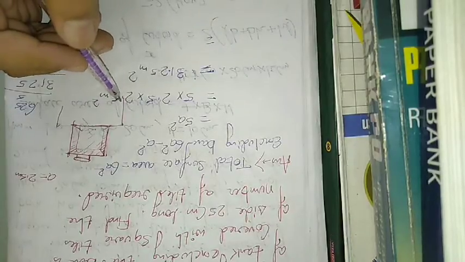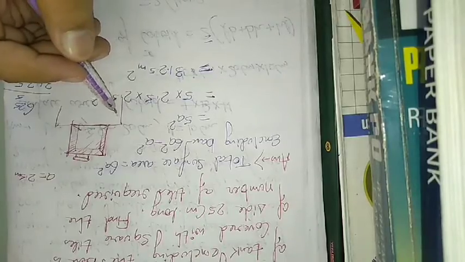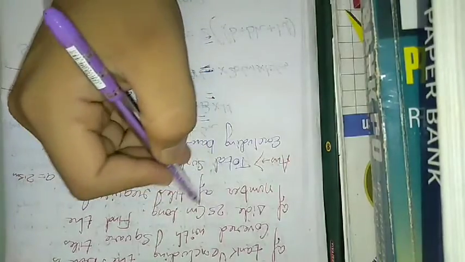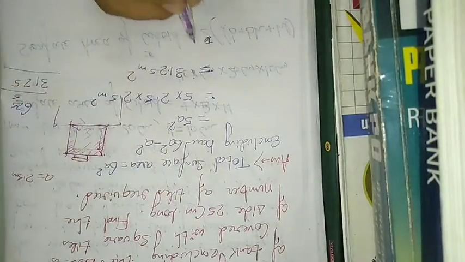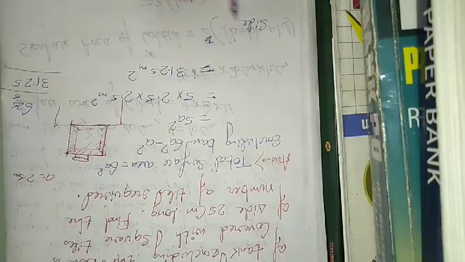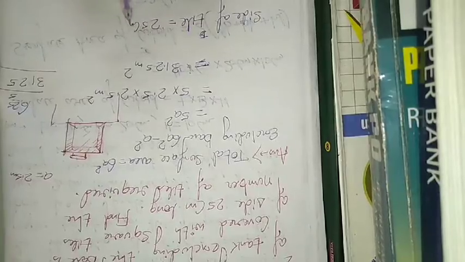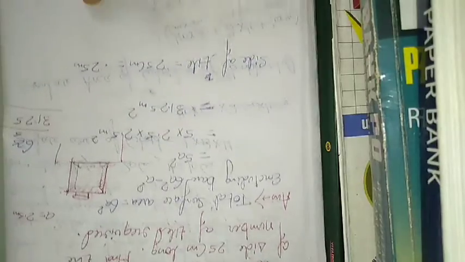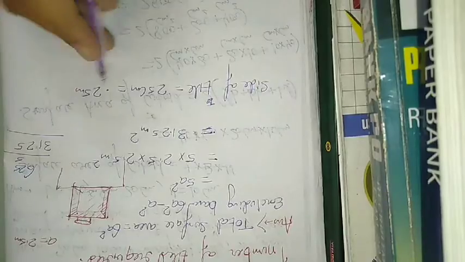31.25 meter square. Now we need to convert this meter square into centimeter square. Or we can convert centimeter into meter and then do the calculation. So better you convert centimeter into meter. So the side of the tile is equal to 25 centimeter, which is equal to 0.25 meter.